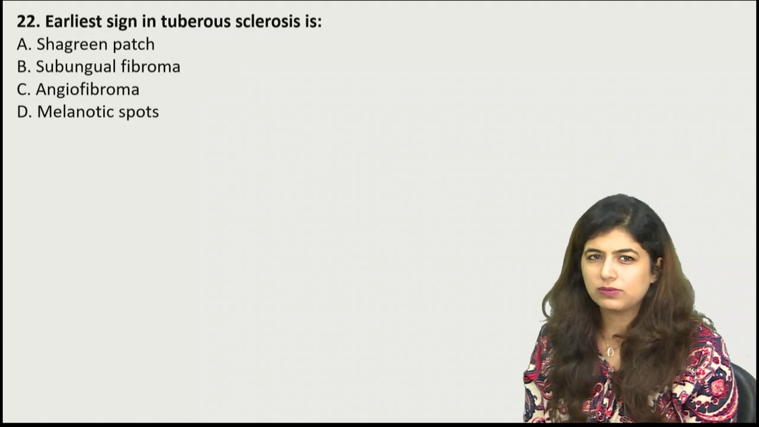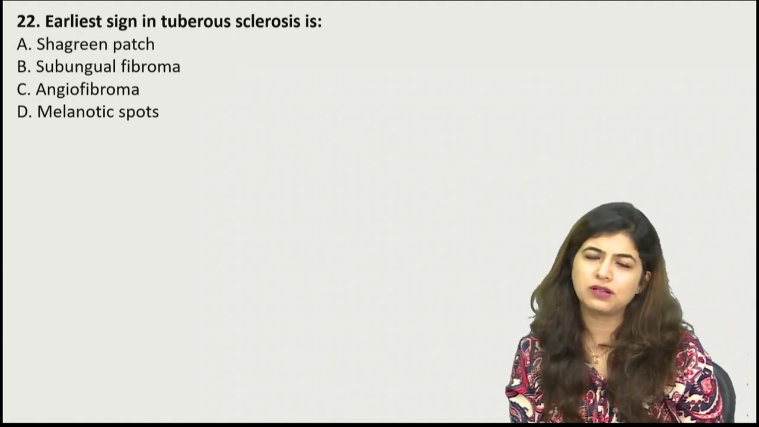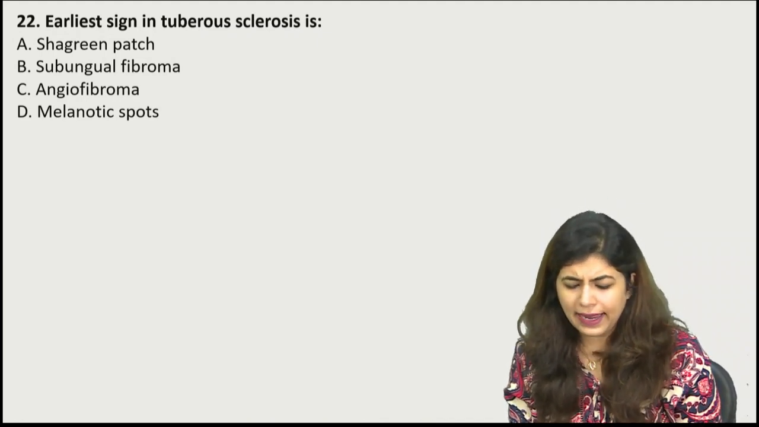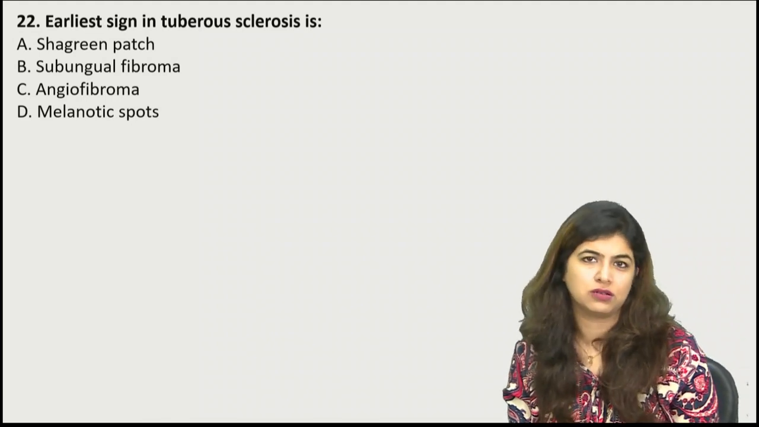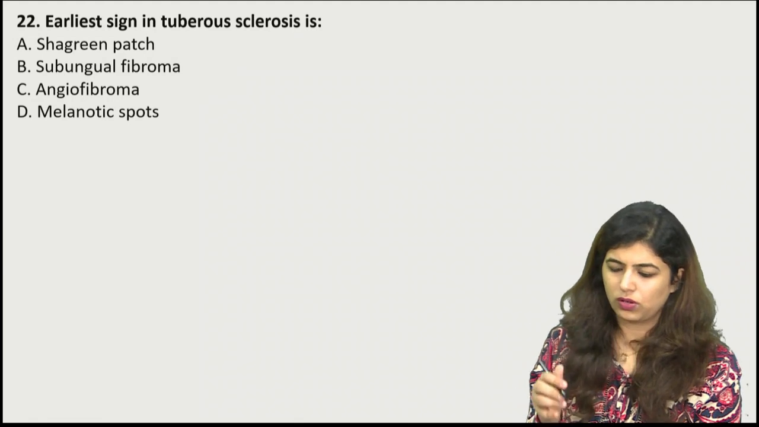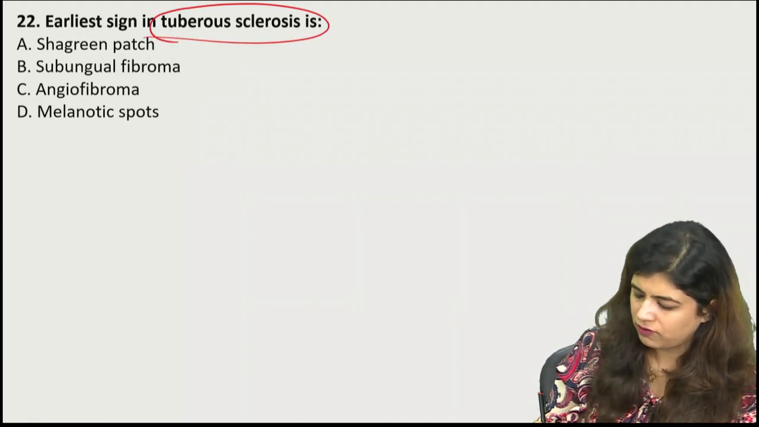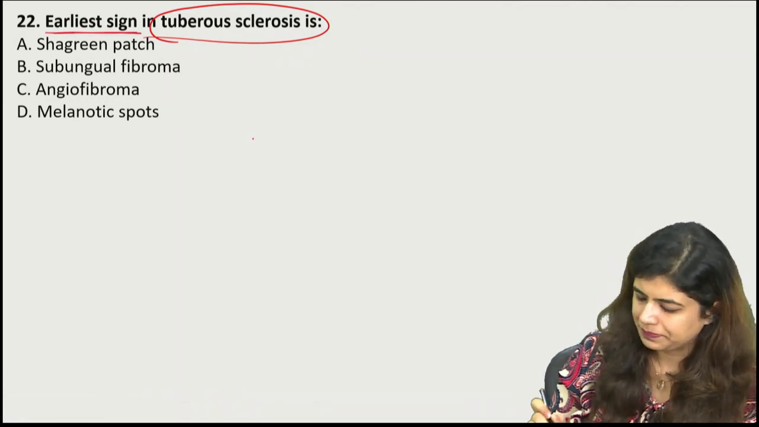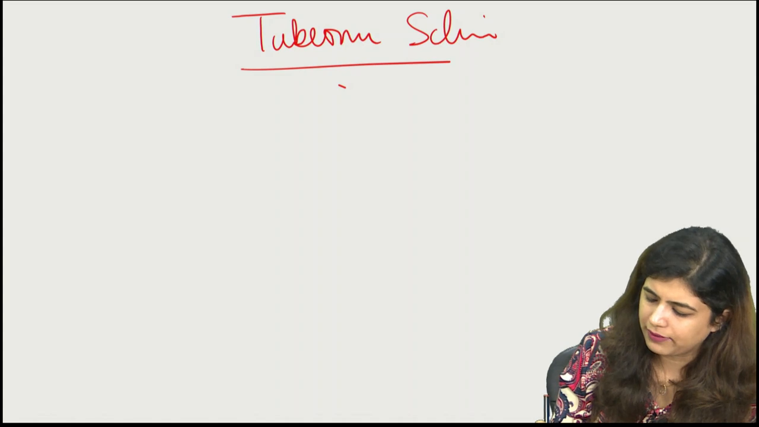As genodermatoses, the most important ones for you are tuberous sclerosis and neurofibromatosis. And of late, I've seen that the questions on tuberous sclerosis exceed NF. So kindly make yourself well aware of the findings of tuberous sclerosis. Here the question is the earliest sign. Now let us discuss a bit about tuberous sclerosis.